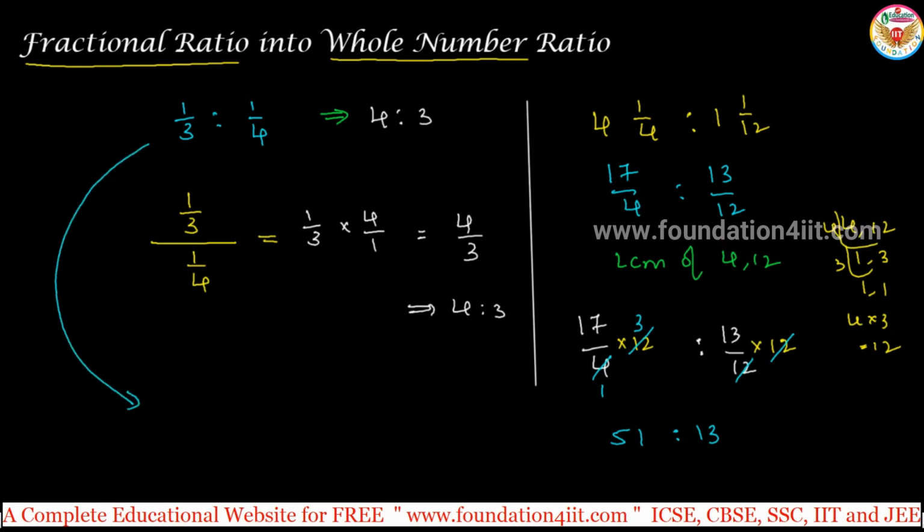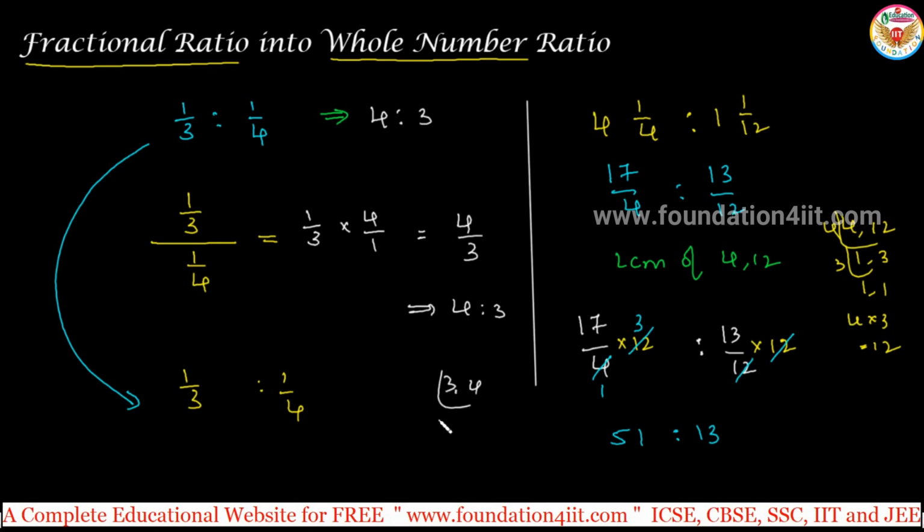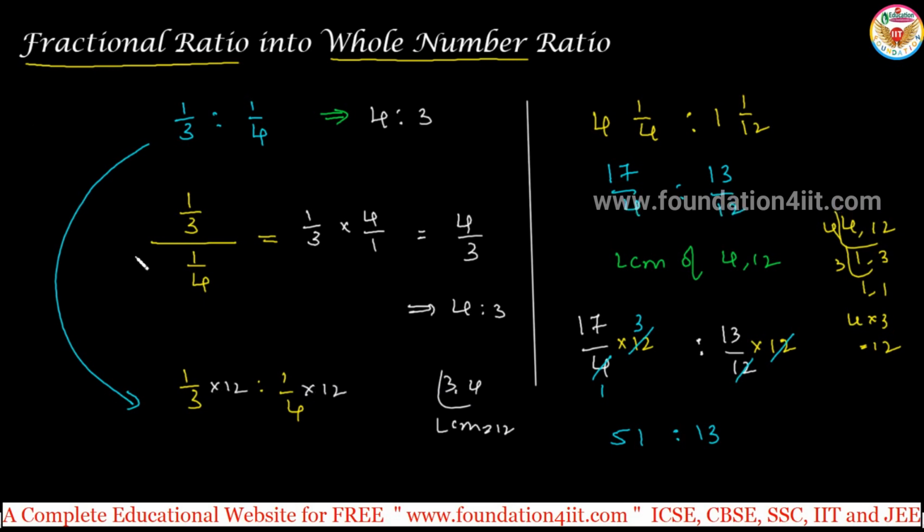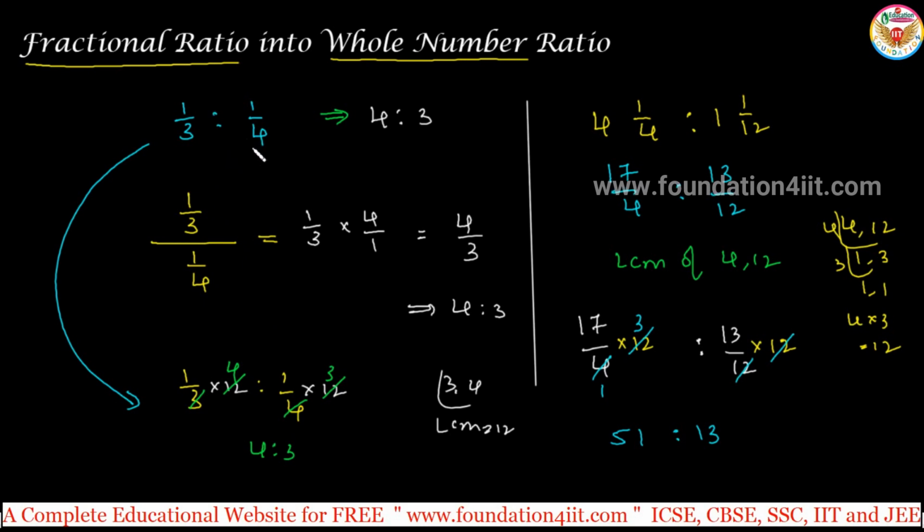Same method, alternate method. So 1 by 3 is to 1 by 4, right? Denominators 3 and 4. So 3 comma 4 LCM is 12 because 3 and 4 have no common factors. Just multiply with 12. So we can simplify this. 3 ones are 3, 4, 4 ones are 4, 3s. So 4 is to 3.